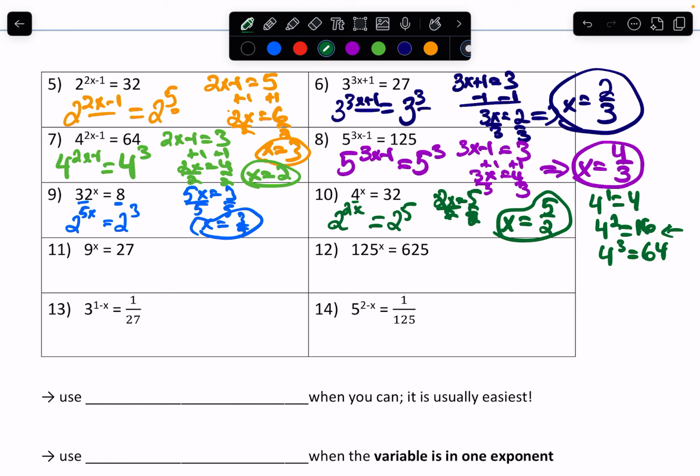Okay, next one, same thing. 9 to the power of x equals 27. So we can't write 27 with base 9, so we're going to have to do it with 3. So 3 to the power of 2 is 9, and then we've got to make sure that we remember the x, and 27 is 3 to the power of 3. So 2x equals 3, we divide by 2, and we get x equals 3/2.